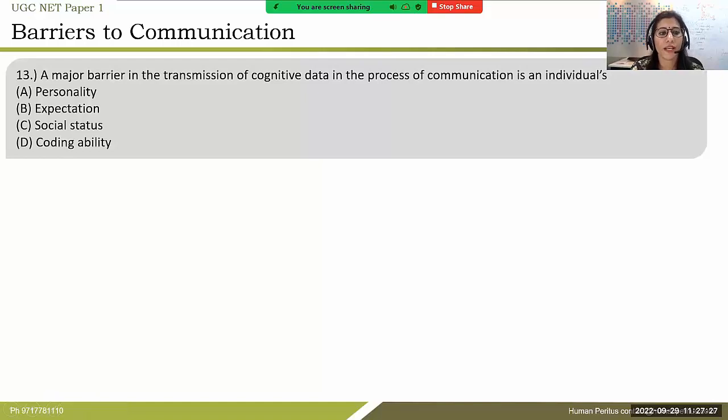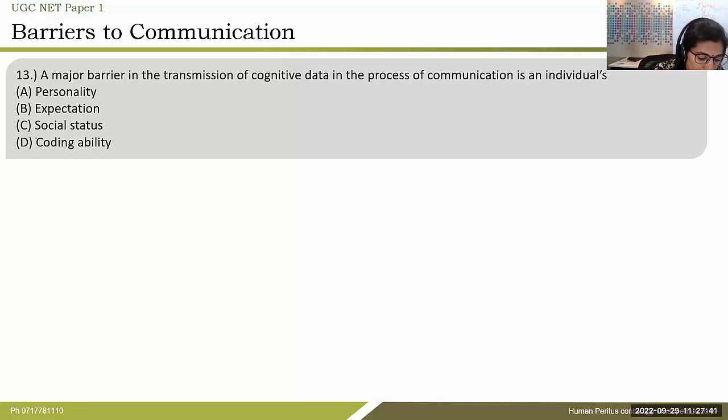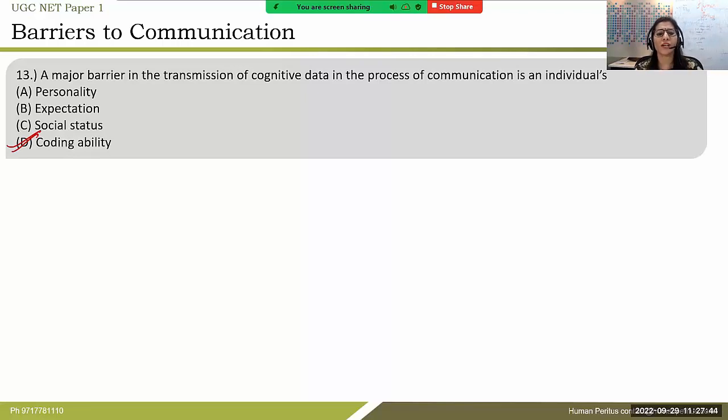A major barrier in transmission of cognitive data in the process of communication is an individual's personality, his expectation, his social status, and his coding ability. So the correct answer here is coding ability. Why? What is actually coding ability and why are we focusing on it? Why not personality, expectation, social status? Because what has been asked here is cognitive data.